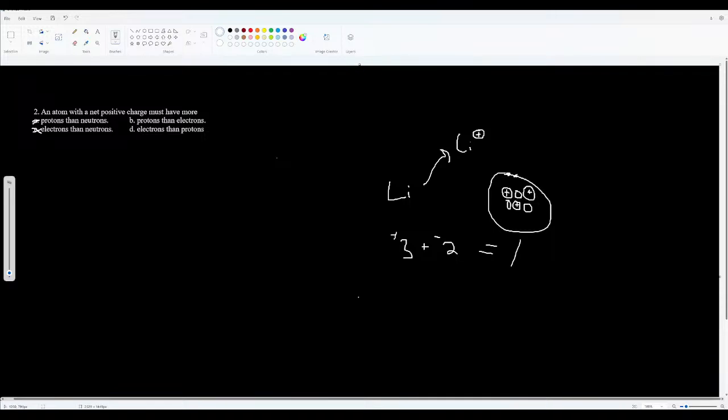So, let's go back to the question. If we're losing electrons, we're gaining positivity, because electrons are negative. And if we're gaining electrons, we're getting more negative, because you're adding negativity. So an atom with a net positive charge must have more protons than it does electrons. So the answer is B.